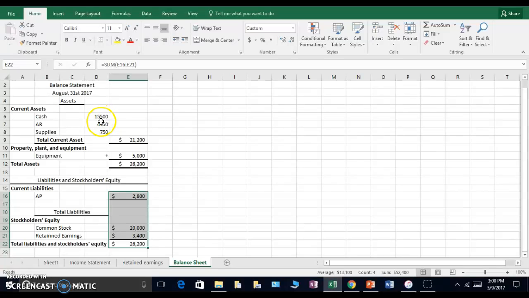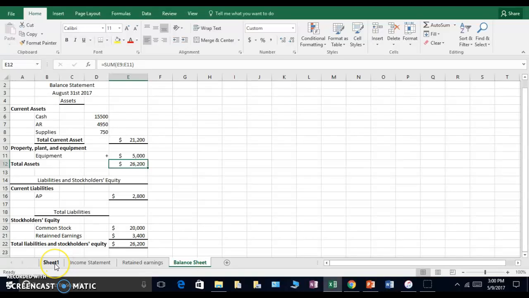Remember, always do it based on liquidity. That's why cash is at the top, then AR and the supplies, and then making sure that's the total current assets. I made sure that there's property, plant, and equipment, and there was no depreciation, so I didn't have to minus that out. So your total assets is the addition of all the total current plus the equipment, coming out to $26,200.